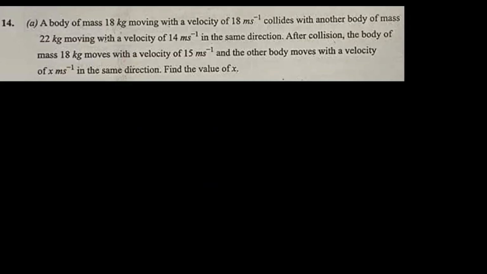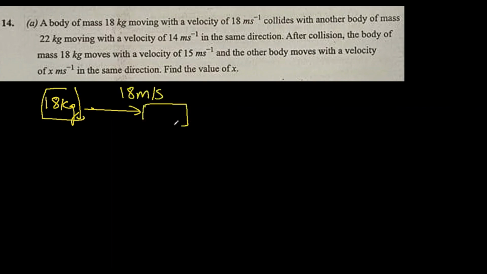14a, a body of mass 18 kg, with a velocity of 18 meters per second collides with another body of mass 20 kg moving with a velocity of 14 meters per second. So this body of 18 kg goes this way 18 meters per second just before collision, and there is another body, mass is 22 kg, and this body was already moving at 14 meters per second in same direction.